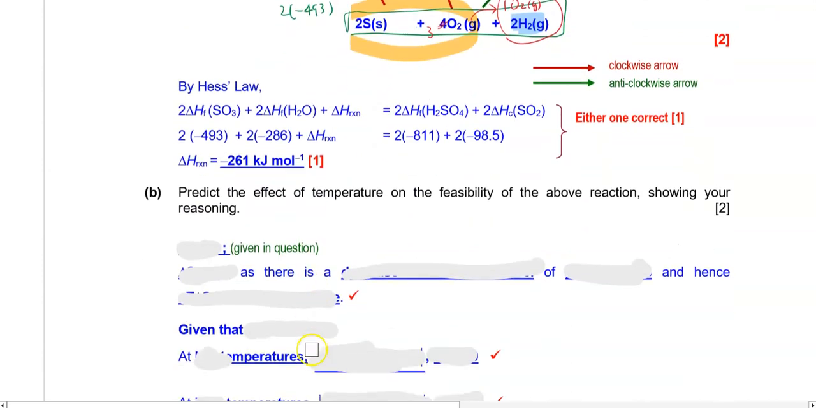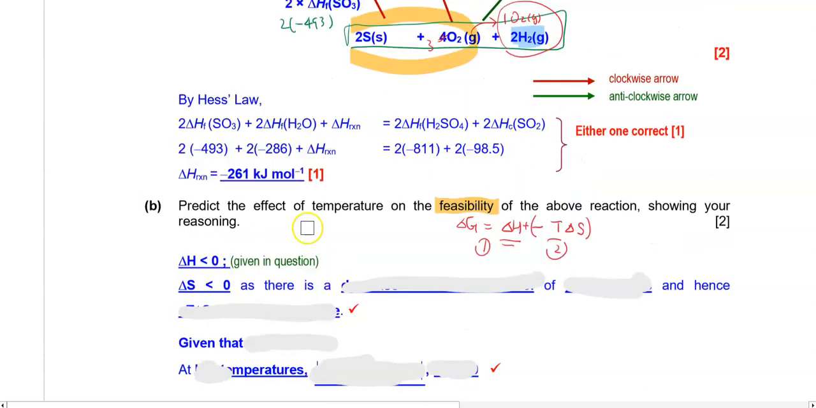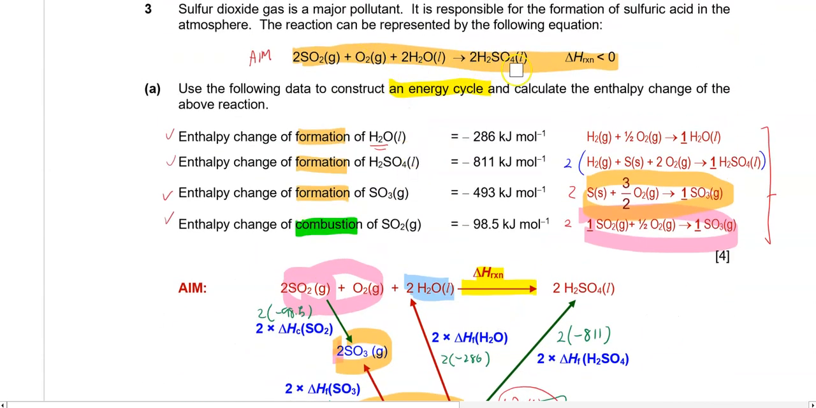Okay, part B is a pretty short, simple question. We're looking at feasibility of the reaction. For feasibility, we look at delta G. We know that there are two terms affecting delta G, delta H and negative T delta S. So part 1 term, part 2 term. In this case, delta H is given, it is exothermic. Delta S, we can also infer from the reaction. This delta S is going to be negative.